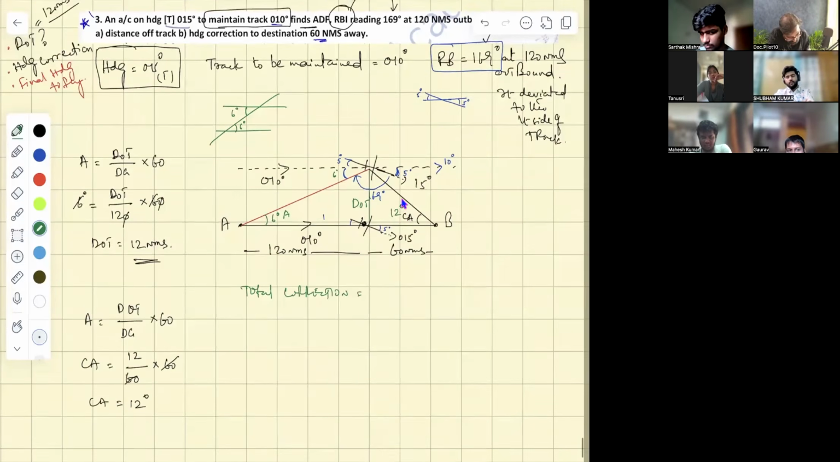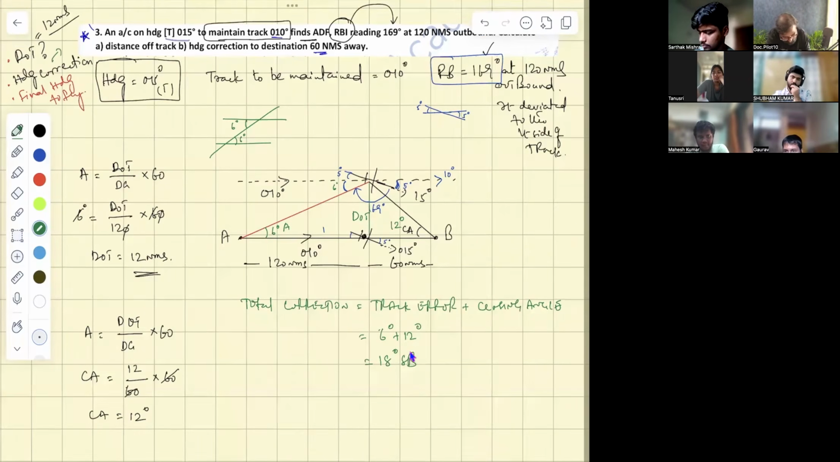So total correction is equal to track error plus closing angle. So that is 6 degrees plus 12 degrees is equal to 18 degrees, and that is the wrong answer. Can somebody say what is the right answer? Starboard. Very good. 18 degrees to the right. Because the pilot, you always are the pilot in the aircraft, right? You are right. So correction should be 18 degrees towards the right, starboard. Now, heading correction is 18 degrees starboard.